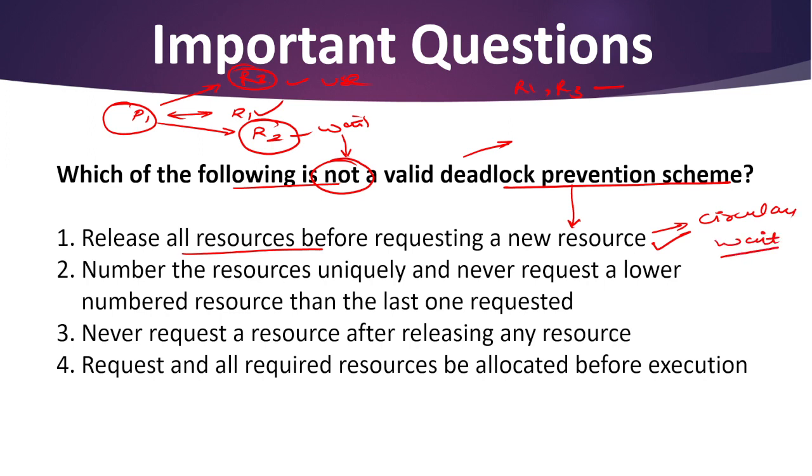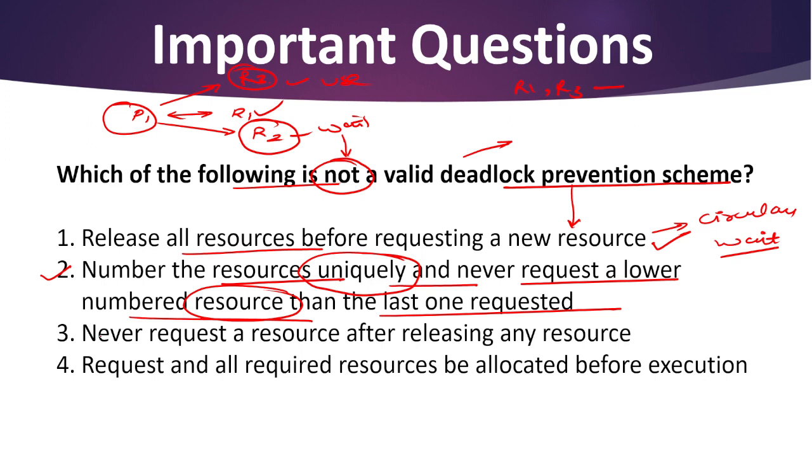इससे क्या होगा, ये कंडीशन जो है ये डायरेक्टली सर्कुलर वेट का डायरेक्ट डेफिनेशन है। Number the resources uniquely and never request a lower numbered resource than the last one requested. This is the correct statement I have already shared with you. If we give unique numbers to every resource and arrange them in ascending or descending order, only then we can prevent the deadlock.